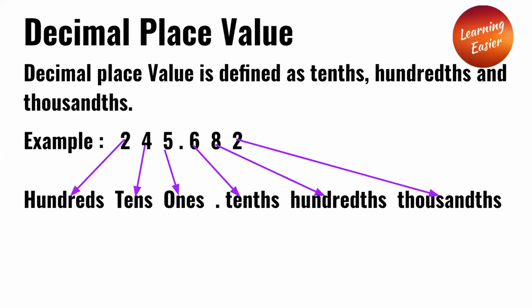Decimal place value. Decimal place value is defined as tenth, hundredth, and thousandth. Example, 245.682. 2 is in the hundreds place, 4 is in the tens place, 5 is in the ones place, and then 6 is in the tenth place, 8 is in the hundredth place, and lastly, 2 is in the thousandth place.